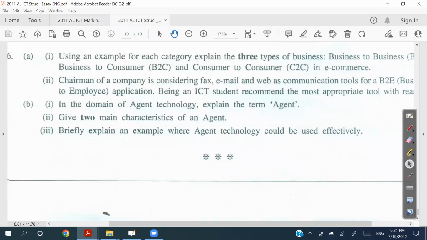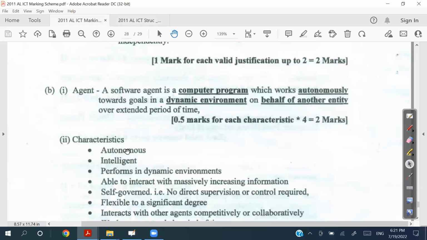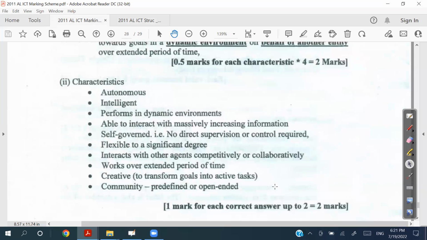You think about an agent as a man, right? So look at the things. Autonomous, that means you can act without any influence of other people. Intelligent, perform in dynamic environment, right?